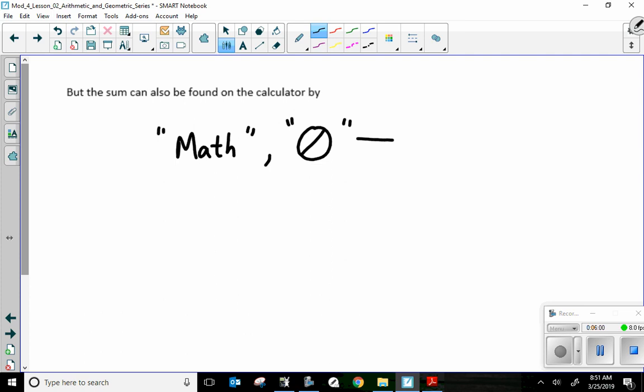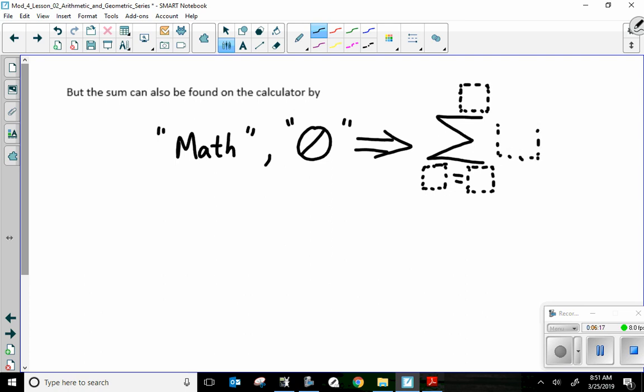That will give you the summation, which is that sigma I was talking about. Okay, it'll look like this. It'll put some variable here. We use x in the calculator. Equals your starting position, your ending term, and then you put in some function that you want to take the sum of.